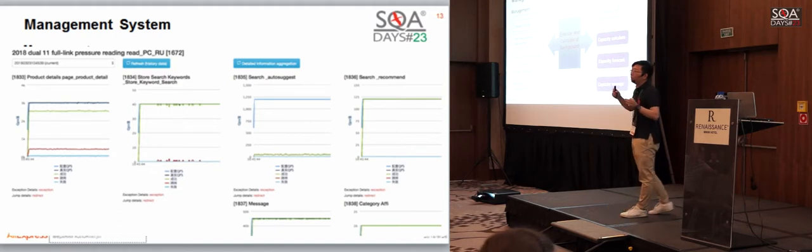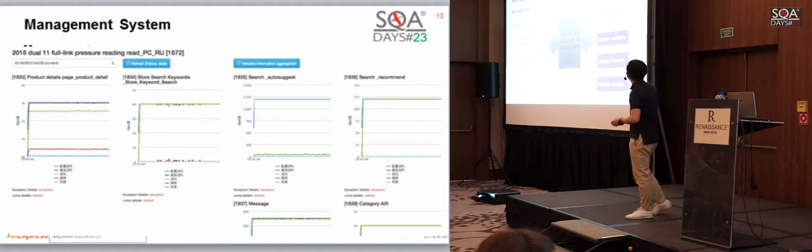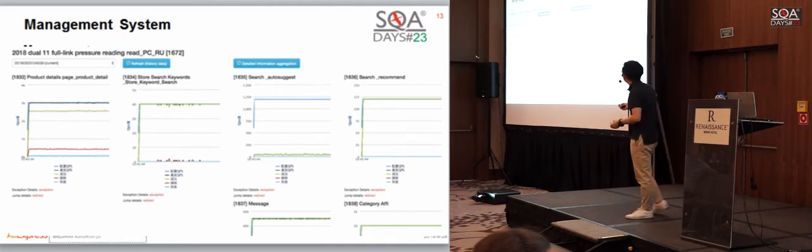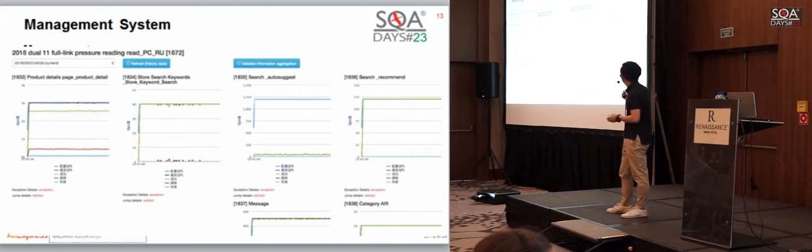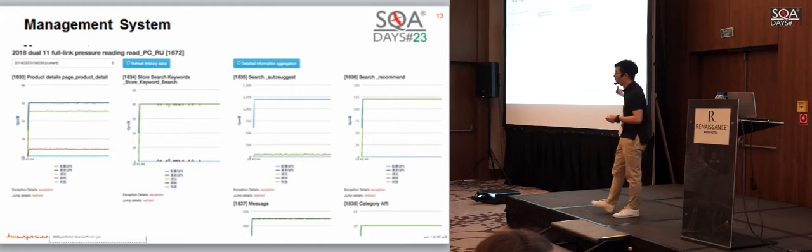In every big promotion, we do the performance test. The purpose is to do the capacity forecast. This is the performance test result: in every scenario and in every chain we get the performance data. This performance data will be accurate in our benchmarking systems.